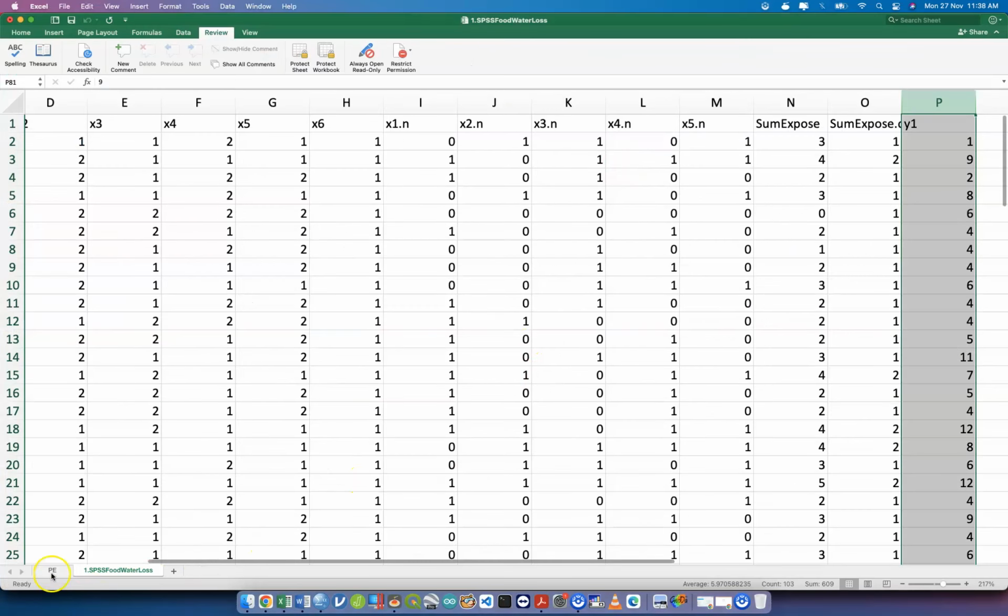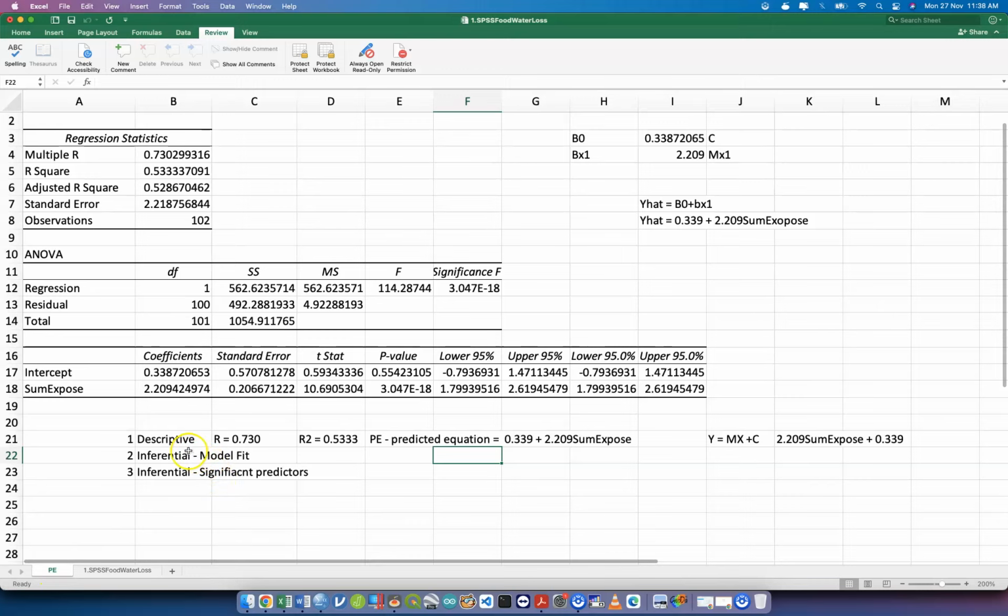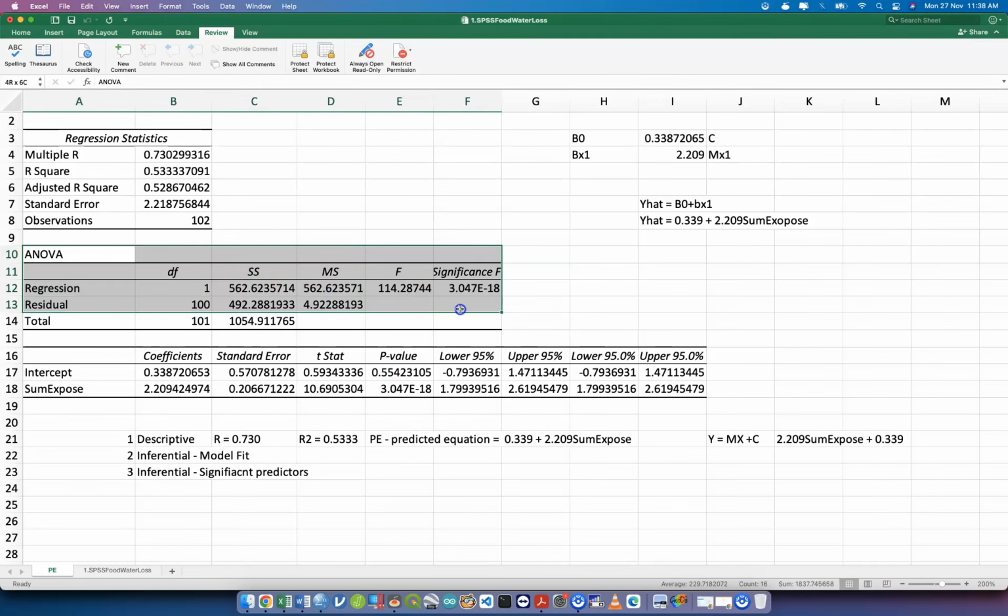Okay, here. Alright, so ladies and gentlemen, we have another one which is the inferential, which is model fit. This one is very simple. You look into the ANOVA. Inside the ANOVA, you have the SS and also MS. The SS is the sum of squares. This one is the mean sum of squares. This is the F statistic for ANOVA, and then this is the significant F.